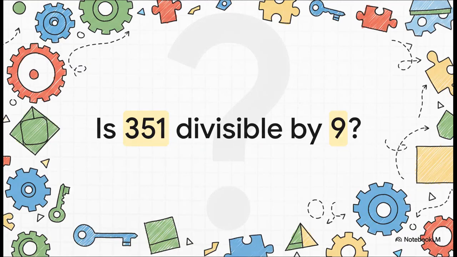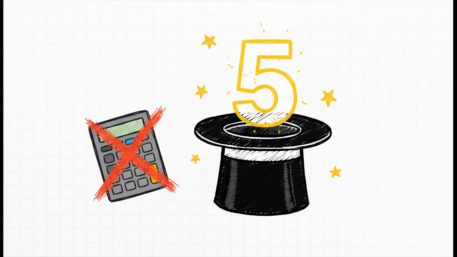Okay, let's jump right in with a little challenge. Look at this number, 351. Now, here's the question. Is it divisible by 9, without leaving a remainder? Oh, and no cheating. Put that calculator away. So what if I told you that you could figure that out in like 5 seconds? Seriously, it sounds like a magic trick, I know, but stick with me. By the end of this, you're going to know the secret.